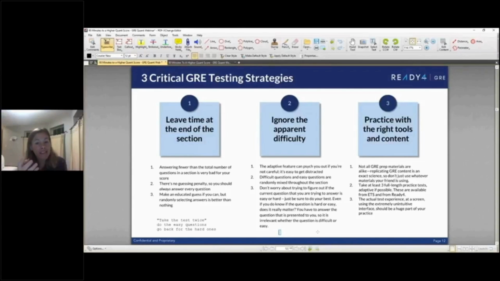So this is to say, when you get your second section, you don't have time to worry about whether you got the hard one or the easy one. Just do the questions in front of you because you've got enough to worry about. Don't try to outsmart the test, okay?